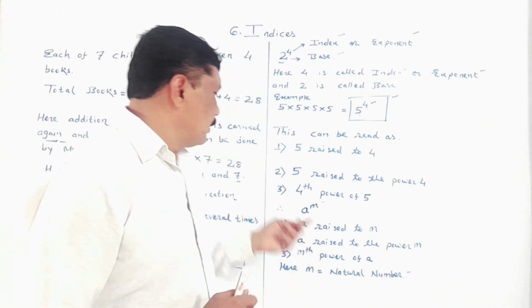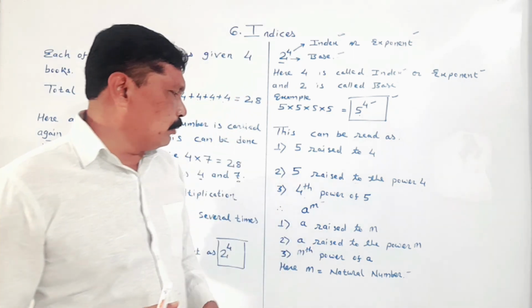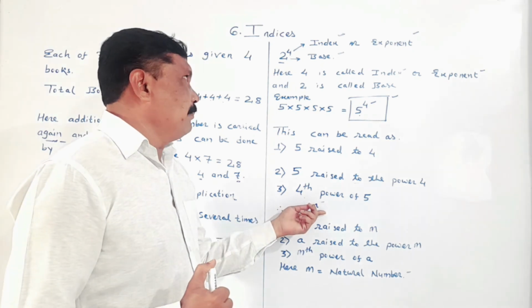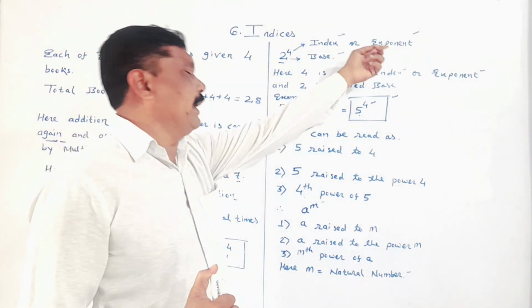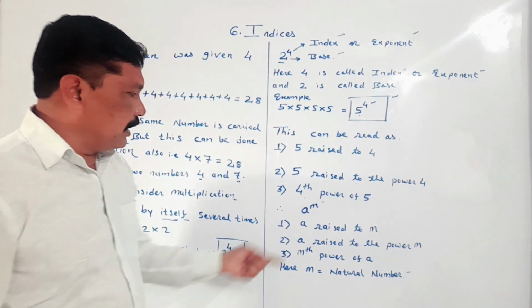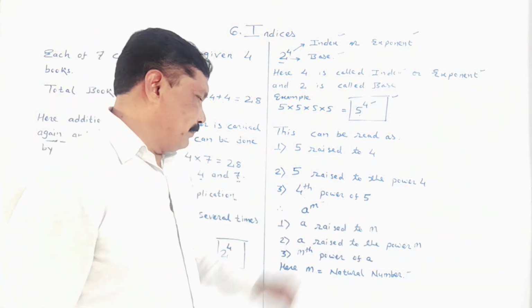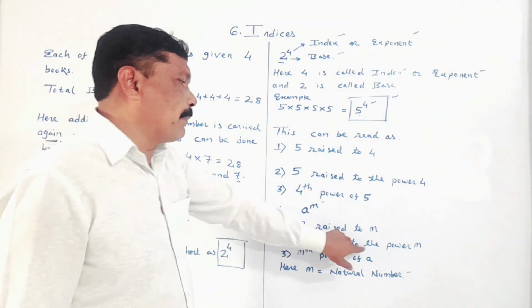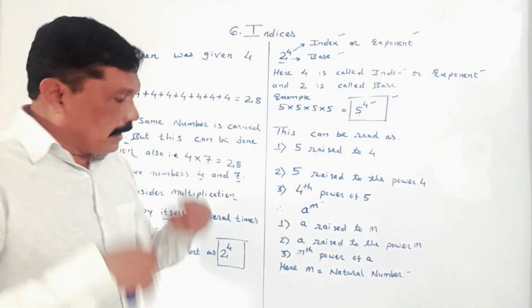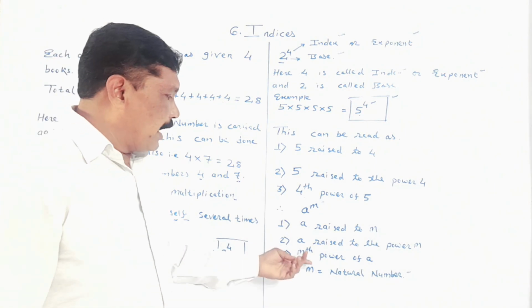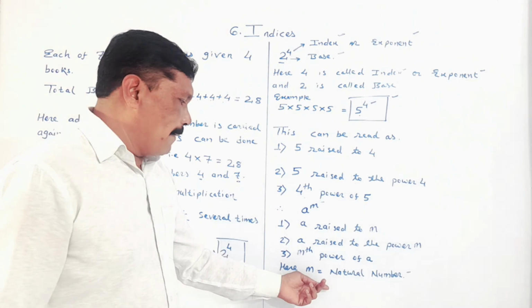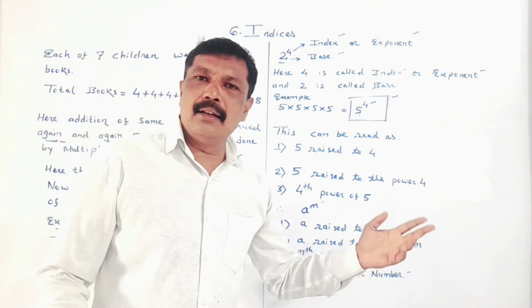My dear student, if we consider it in the form of a formula, and write A as the base and M as the index or exponent, we can read it in this way: A raised to M. We can also read it another way: A raised to the power M. We can again read it in another form: Mth power of A. Here M is any natural number.